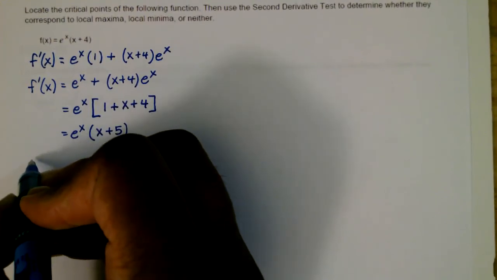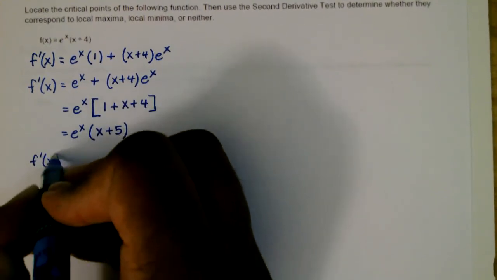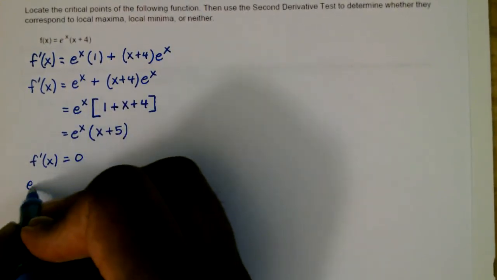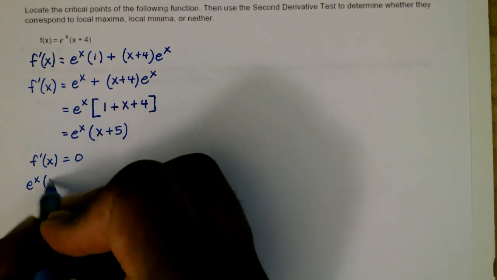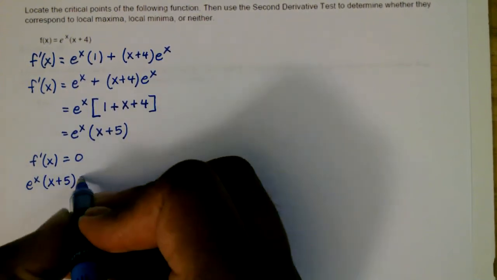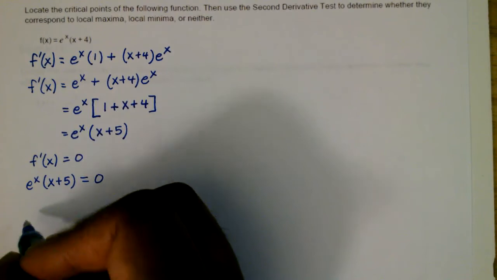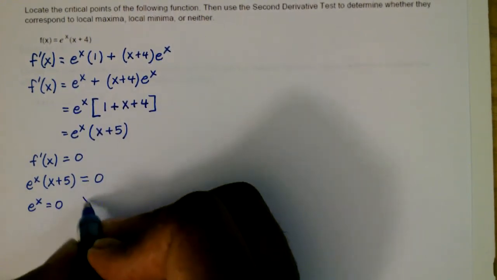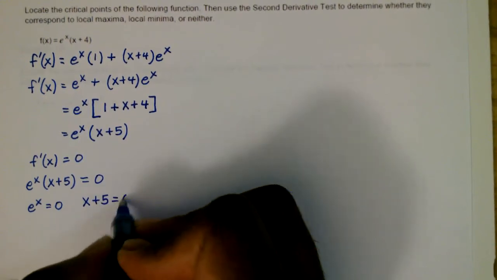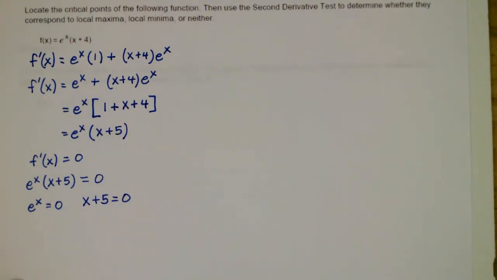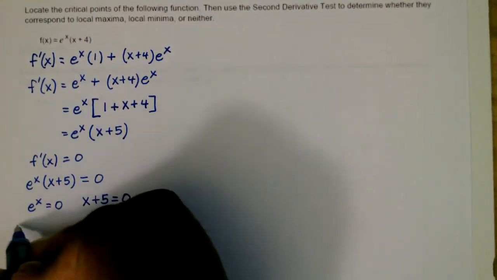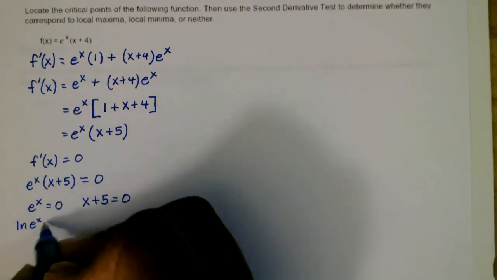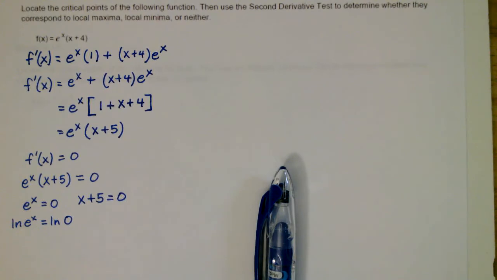Now we're going to take f prime of x and set that equal to 0. So I've got e to the x times the quantity x plus 5 equal to 0. Then we set each factor equal to 0, so e to the x equals 0, and x plus 5 equals 0. Now for e to the x equal to 0, if I try to take the natural log on both sides, that's not going to work because I'm not going to be able to take the natural log of 0 at all.